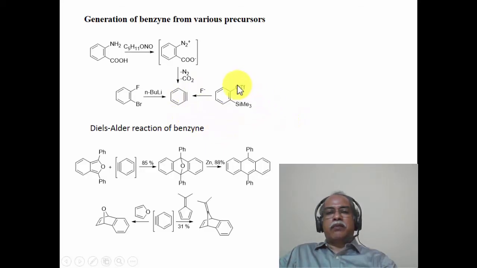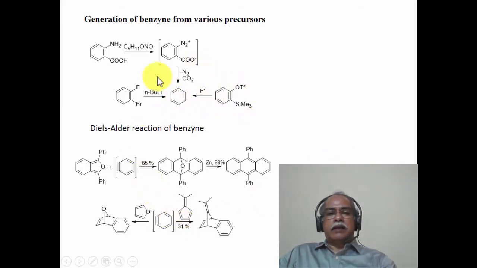Alternatively, ortho-trimethylsilyl phenol triflates can be made to undergo a 1,2-elimination process. The fluoride essentially attacks the silicon, producing trimethylsilyl fluoride. In that process, the triflate is eliminated to give the corresponding benzyne as the intermediate.